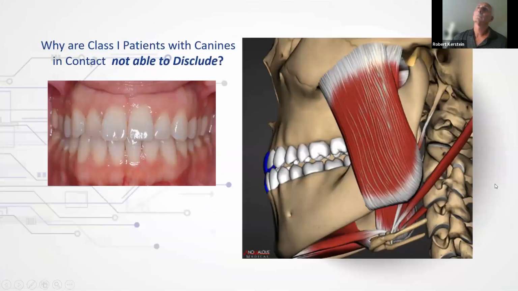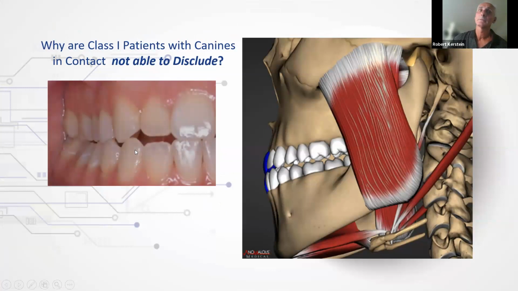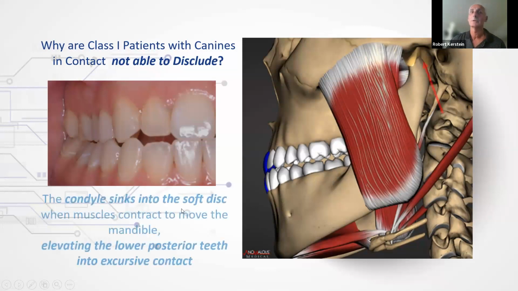Now, why is it that we have all these class 1 patients that really don't disclude and should have very good canine guidance, like this patient, right? Look at the steepness of this canine. He should disclude. But watch what happens when he goes to the right. He doesn't disclude at all. Right? He's riding down the canine and all the back teeth are staying together. The question is, why does that happen? It doesn't happen on an articulator, right? But in the human, it does. And it's very simple why this happens. And it's not well understood.